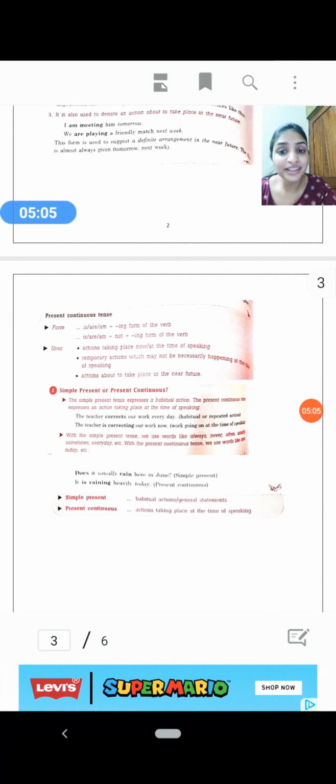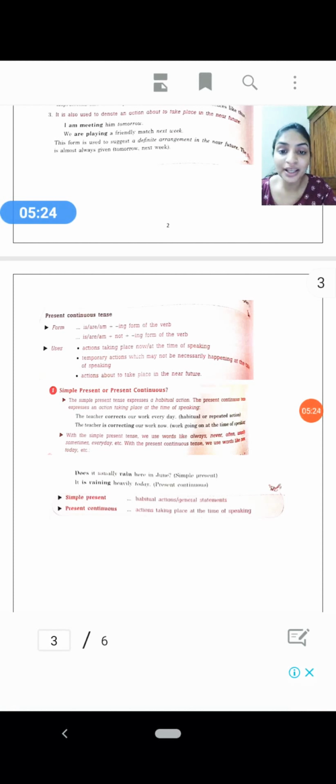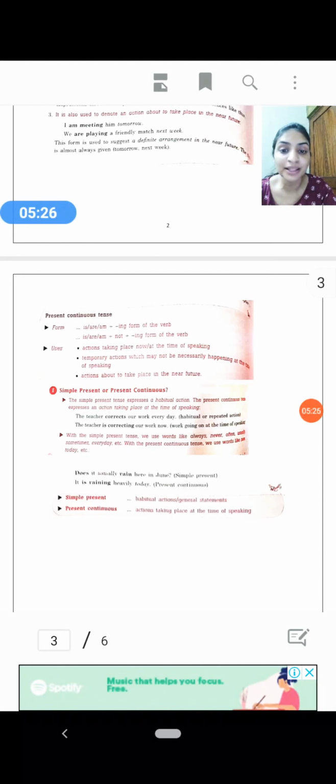Now, present continuous forms. Form is am, is, are plus the ing form of verb. Is, am, are plus not plus the ing form of verb makes it negative. And the uses: action taking place now at the time of speaking; temporary actions which may not necessarily be happening at the time of speaking; actions about to take place in the near future. Okay students, these are basically the bullet points that you need to learn about this.